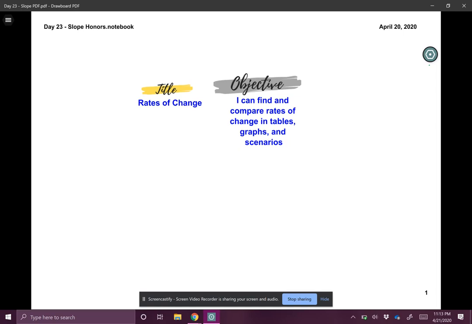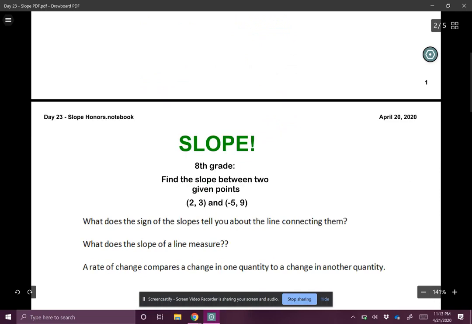Remember, you're welcome to use the note-taking guide that's linked, or you can take notes on your own, but I'd recommend the note-taking guide if it's possible for you to print it out. Let's go ahead and get started.